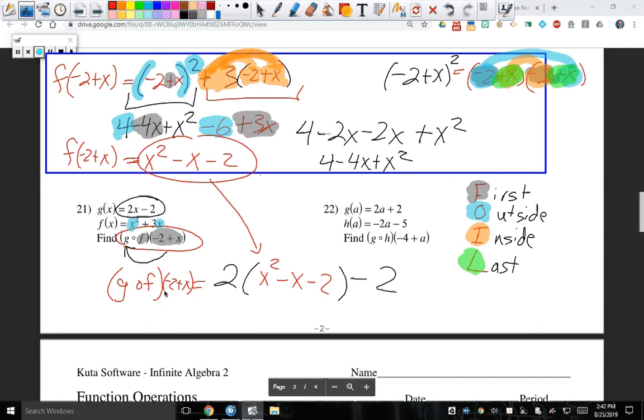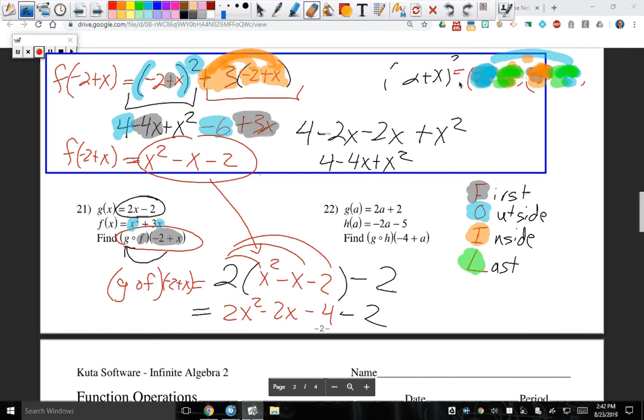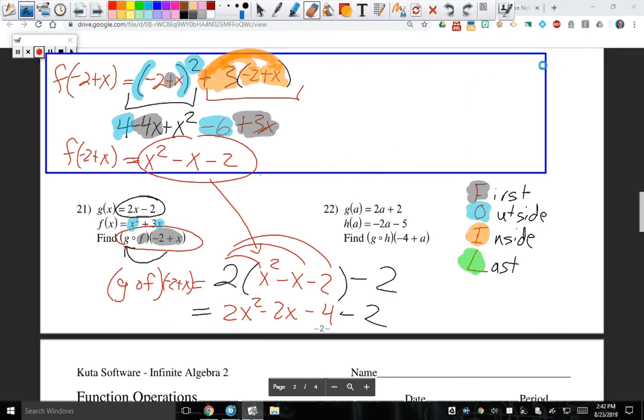All right, so let's keep going. We will distribute so that we get 2x squared minus 2x minus 4. We still have to subtract this 2 at the very end, and I will get, let me write it up here so those of you in the back can see, a final answer of 2x squared minus 2x minus 6. This is the answer of g of f of negative 2 plus x.